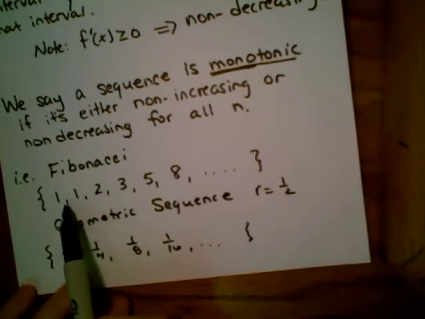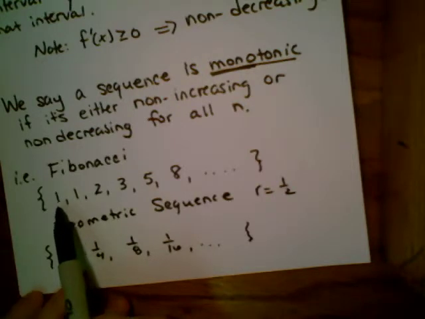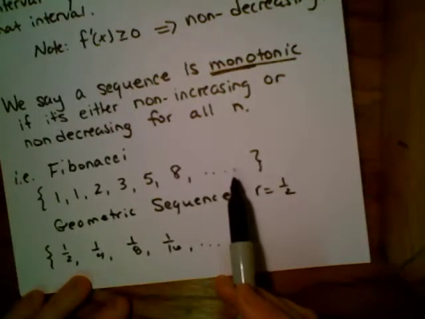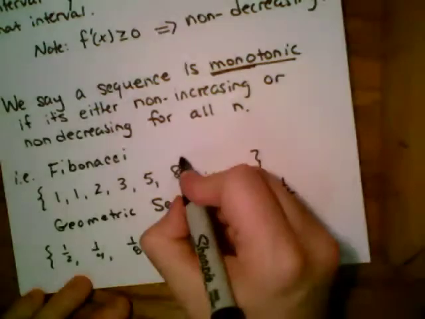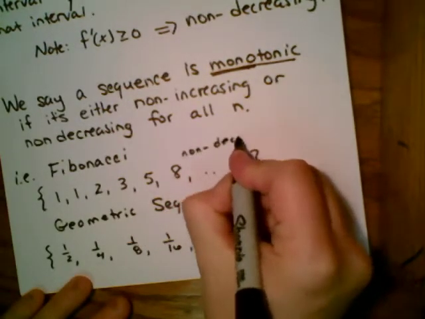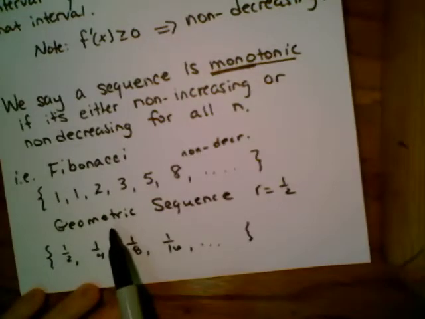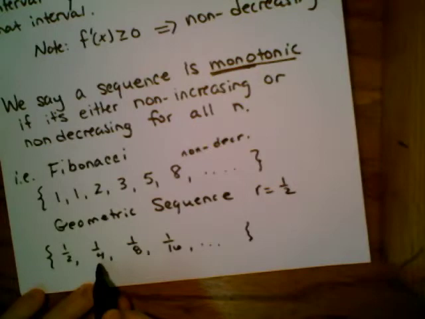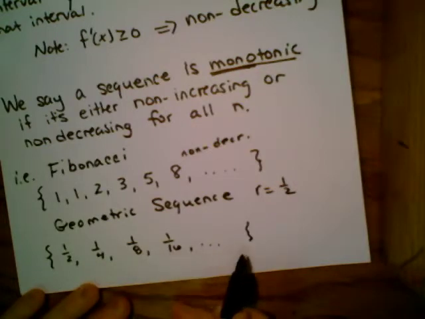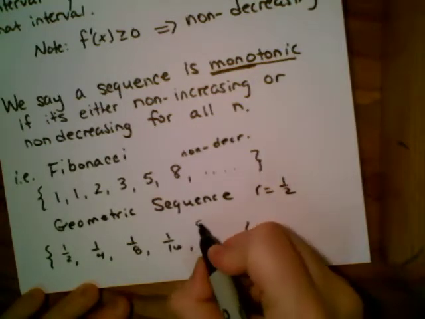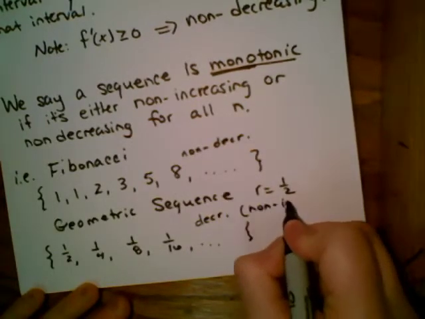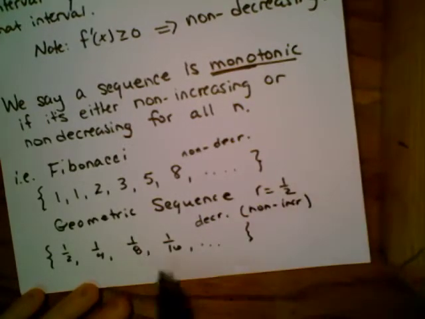Fibonacci, you could see, is non-decreasing. It's constant and then it's increasing, so overall it's non-decreasing. The geometric sequence, where the common ratio is 1/2, the terms always get smaller as you go, so that would be a decreasing sequence. You could say it's non-increasing. That'd be less restricted, but it is actually decreasing.